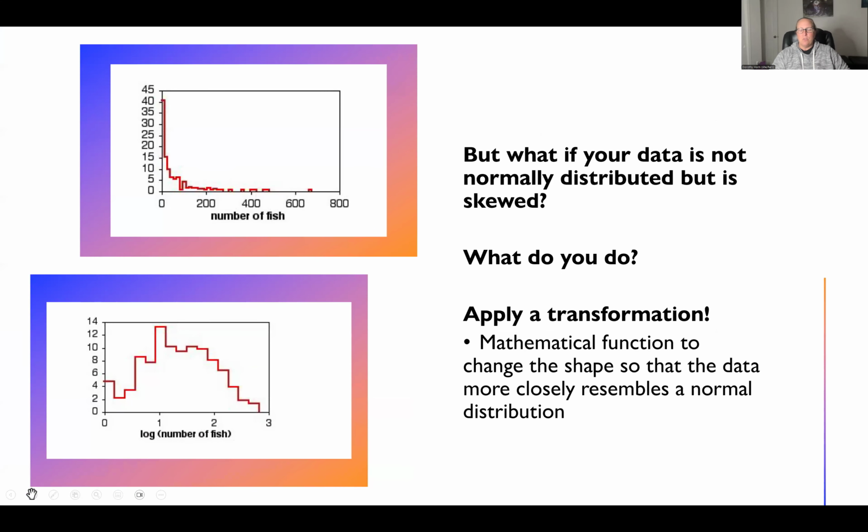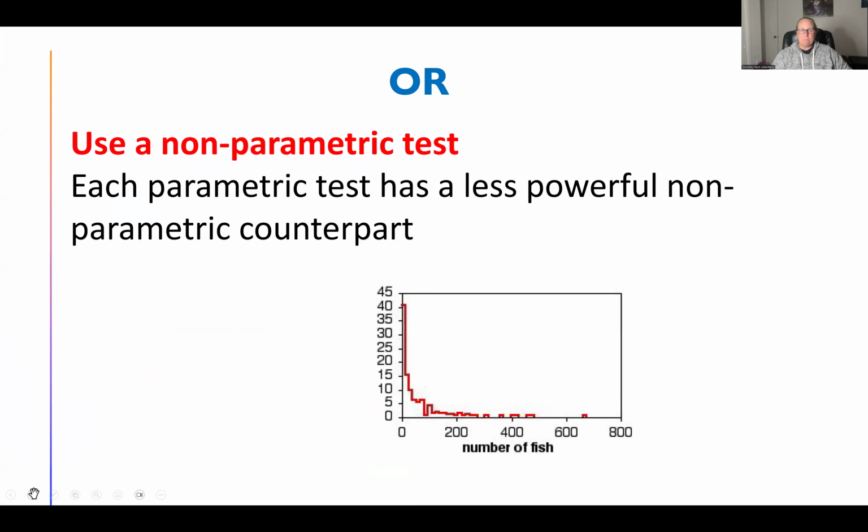But what if you have skewed data and you still have taken like 1,000 samples? You can transform it. I know that sounds a little funky, but it's a mathematical function to shape the data a little bit better so it resembles normal distribution. So say you have data up here, number of fish. You take the log of that data and it changes the shape of your data, which allows you to use those parametric tests. We'll talk about that a little bit in a minute.